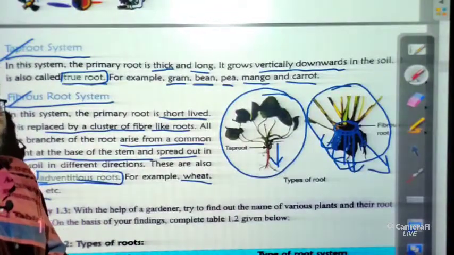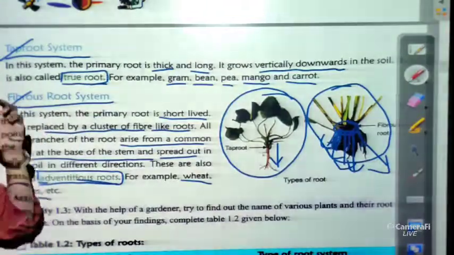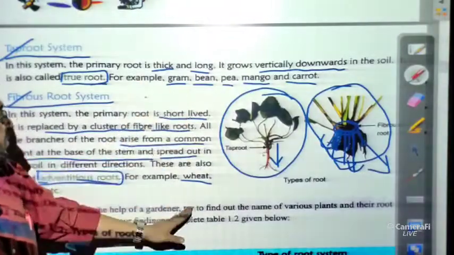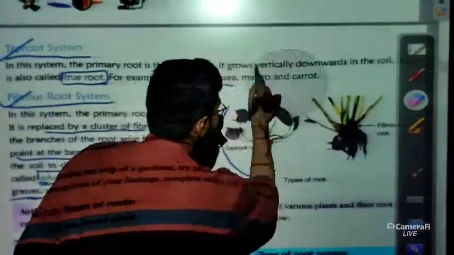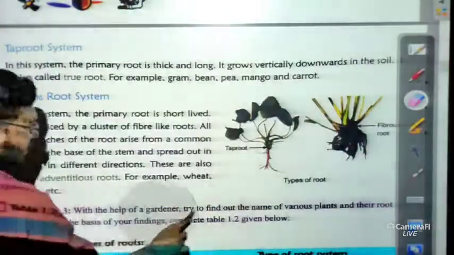The question will come like this: differentiate between taproot system and fibrous root system. So you have to remember at least two characteristics of these two with two examples each. Okay, so I hope this portion is clear, students.